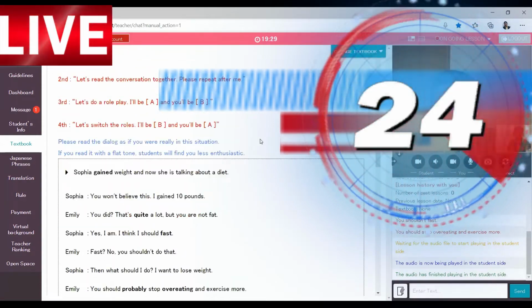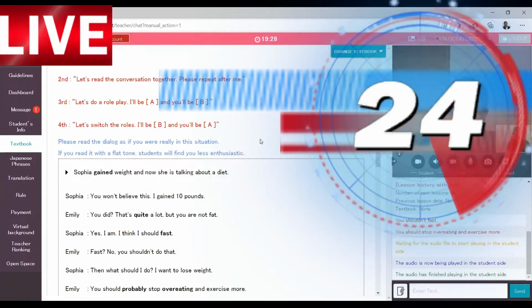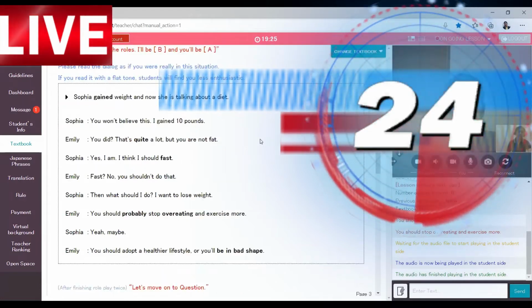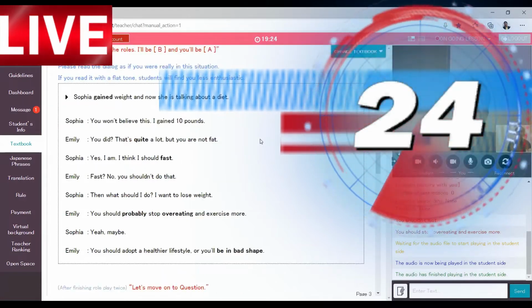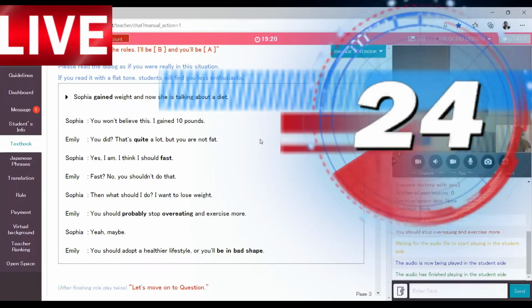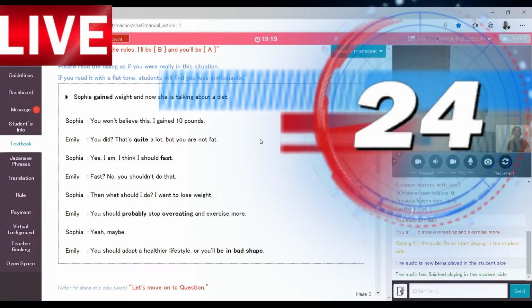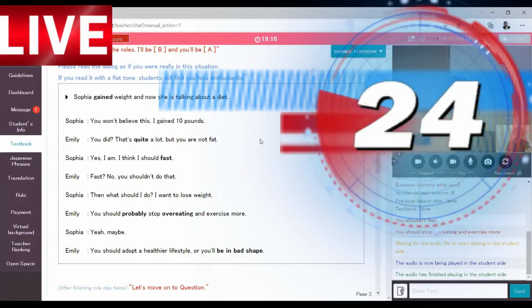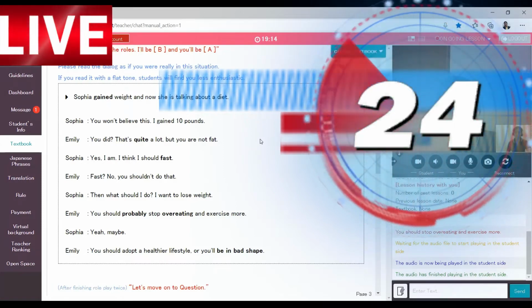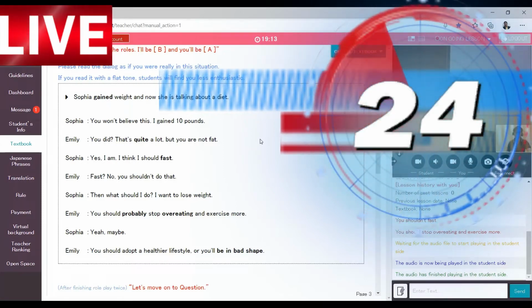All right, let's read this together, okay? Please repeat after me. Let's start with the situation. Sophia gained weight, and now she is talking about the diet. Please read. Sophia gained weight and now she's talking about a diet.